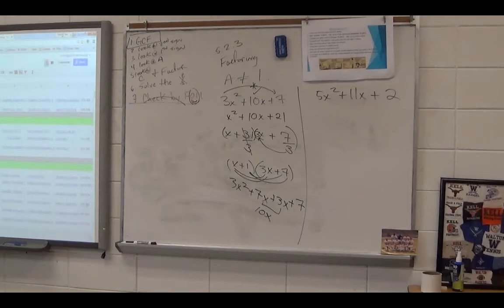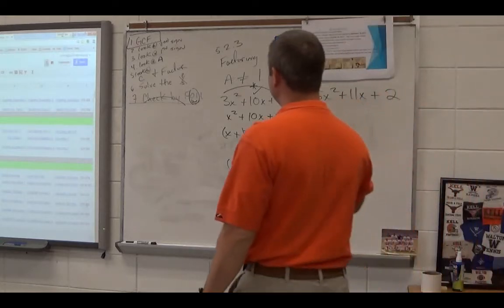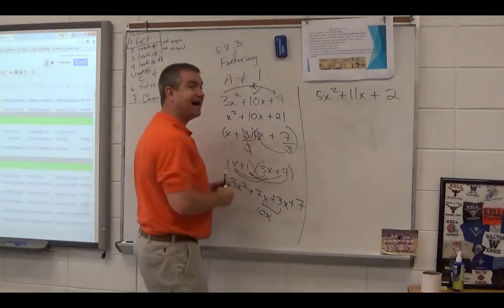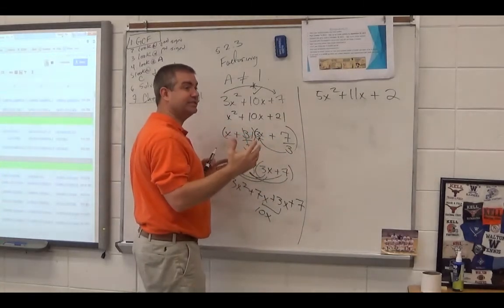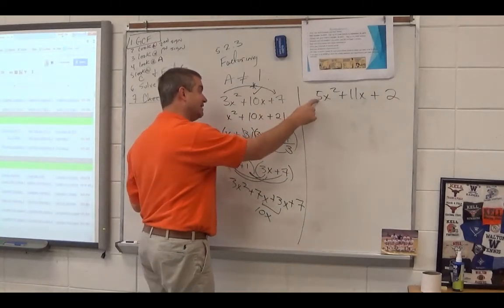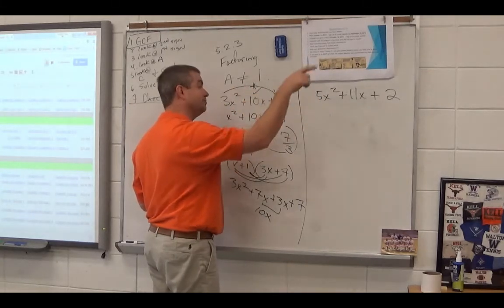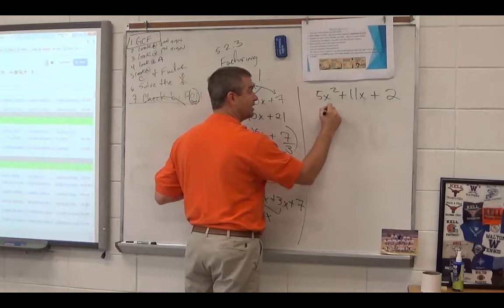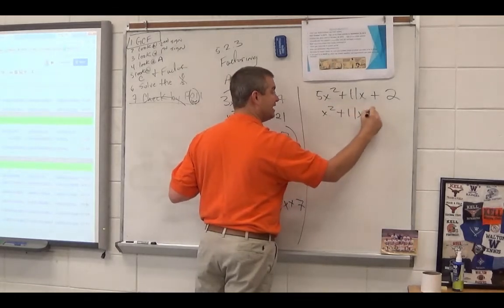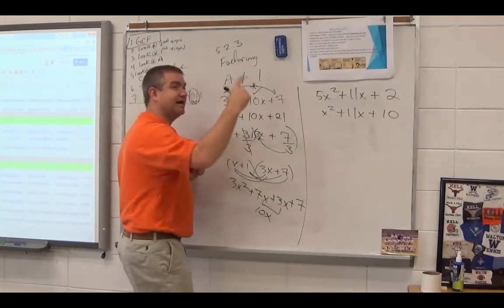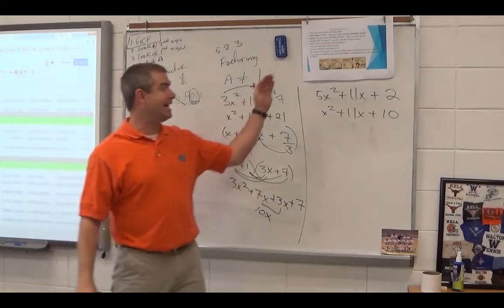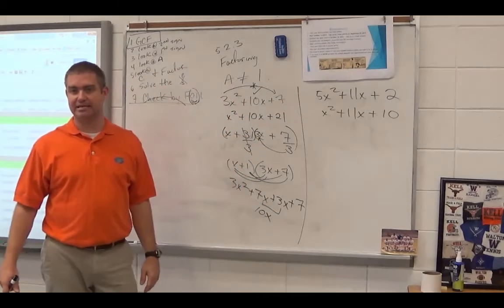What is step 2? Well, what is A in this case? 5. Right? A is 5. There's no GCF, right? That's not 1, so I can't look at signs or whatever. I need to multiply 5 times 2. So I get x squared plus 11x plus 10. Right? 5 times 2 is 10.